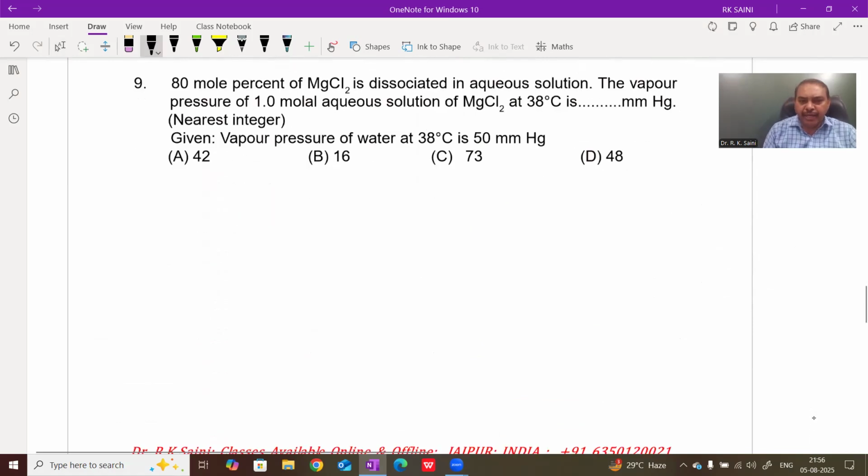80 mole % magnesium chloride is dissociated in aqueous solution. The vapor pressure of 1 molar aqueous solution of MgCl2 at 38 degree centigrade in mmHg, give the answer to the nearest integer, and the vapor pressure of pure water is given as 50 mmHg. Also use relative lowering of vapor pressure.